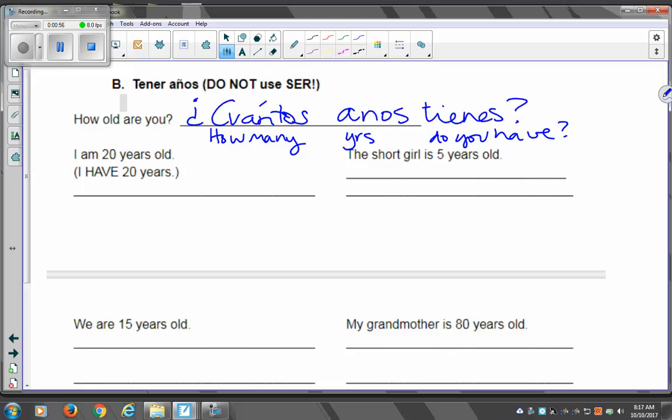But I mean, in English, we don't go around talking like that. That sounds weird if I see you in the hall and I tell you, I have 46 years, Emma. How many years do you have? You'd be like, okay. So, oh, and by the way, this should be años with a tilde, Señora Wilson.